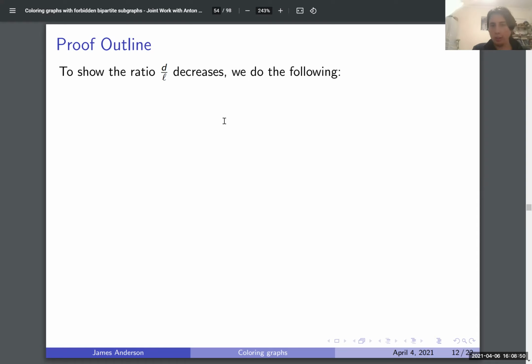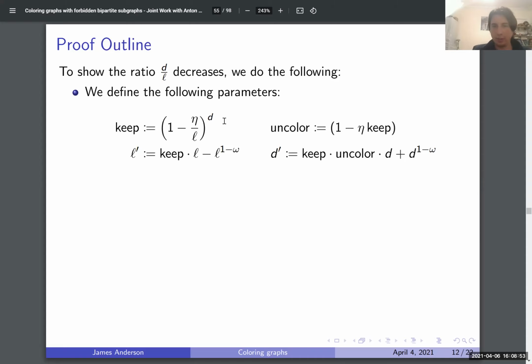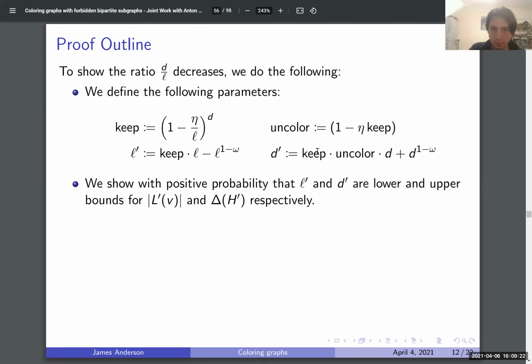And so in order to do this, it'll be helpful to define these parameters. The intuition behind these parameters will become clear in a second. But this L prime is ideally a lower bound on the list size, and this D prime is an upper bound on the degree for our graphs G prime, H prime. Yeah, and we show with positive probability that this L prime and this D prime will be lower and upper bounds for the list size and the degree, respectively.